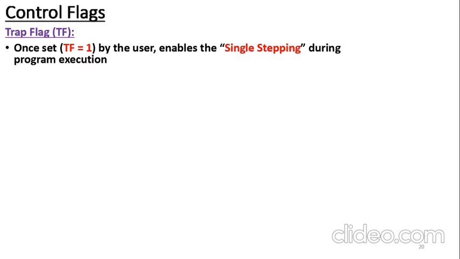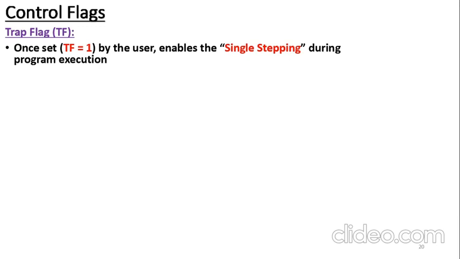Now next is the control flags. There are total 3 control flags. Out of that, first is the trap flag, TF. Control flags, as I stated earlier, are set or reset by the user. So whenever the user sets a control flag, then a certain control action will be carried out. So the first control flag here is the trap flag, TF.